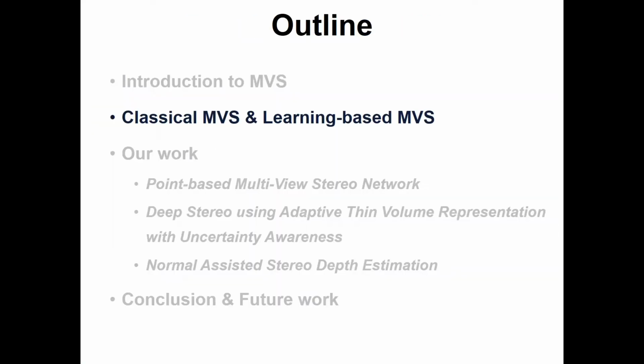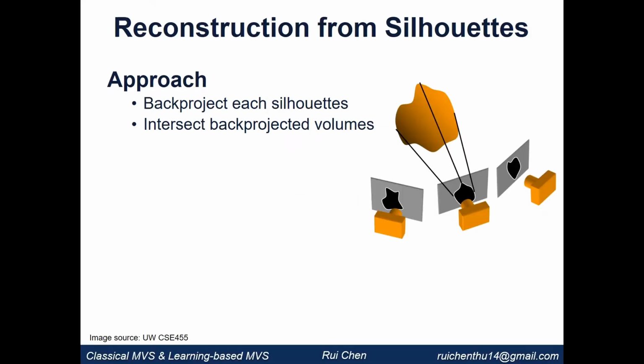Now we introduce current classical and learning-based MVS. Reconstruction from silhouettes is one of the classical MVS methods. In this method, you need to first identify the silhouettes of the object in each image, and then back-project each silhouette into the 3D scene. Intersect the back-projected volumes to get the final 3D shape.